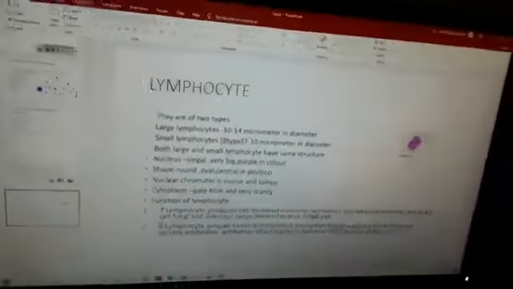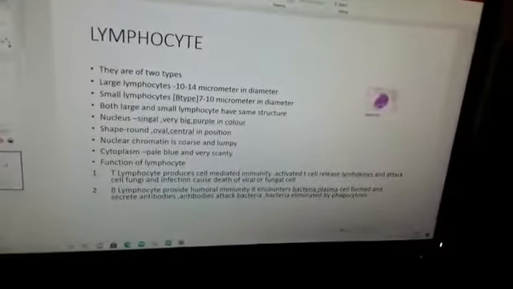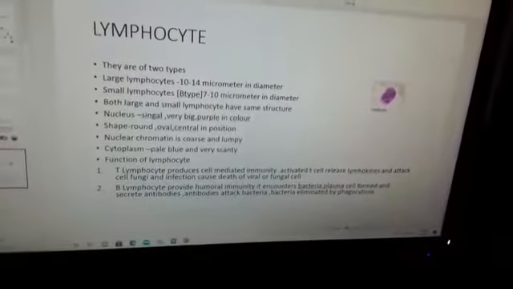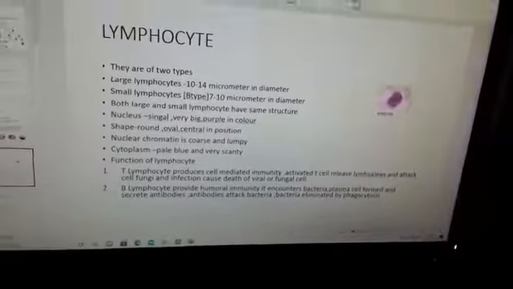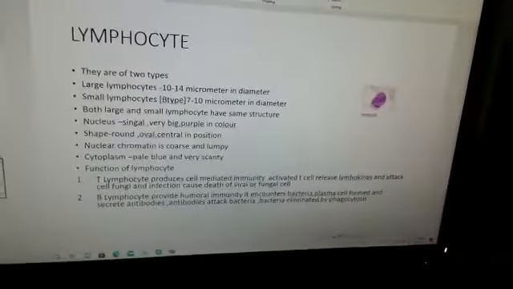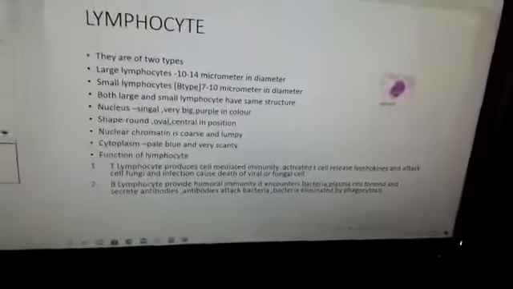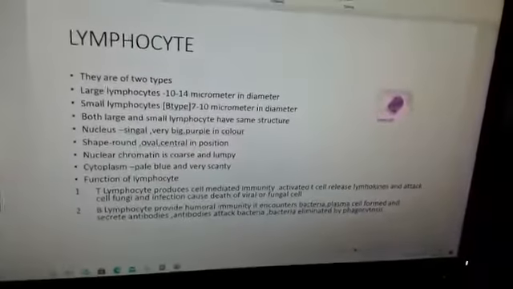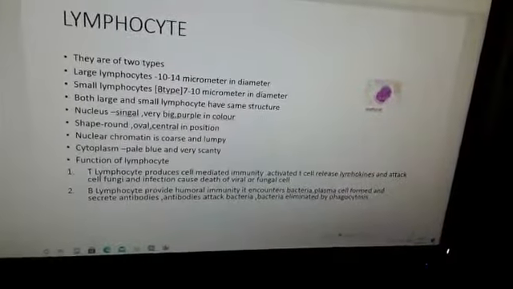Then lymphocyte. Lymphocyte is also one of the components of the WBC. How many components of WBC? Neutrophil, eosinophil, basophil, lymphocyte and monocyte. So we finished neutrophil, eosinophil and basophil. Now we learn about the lymphocyte. Lymphocytes are of two types.